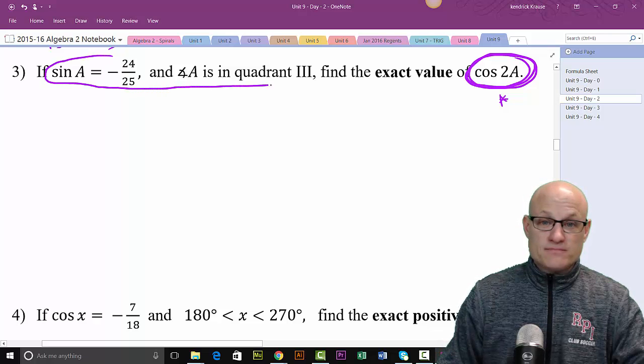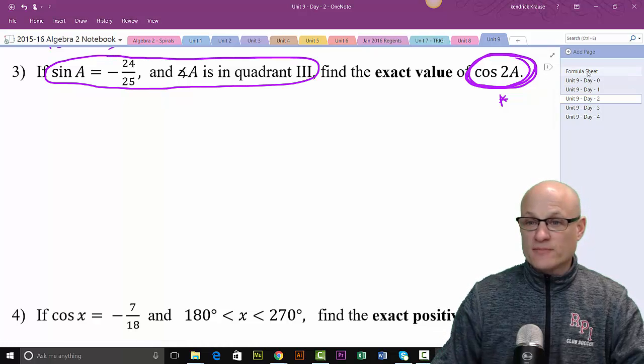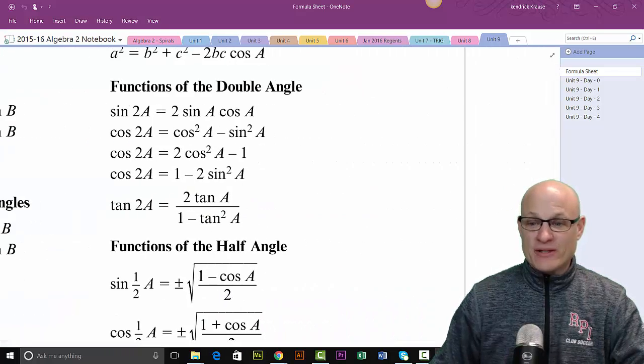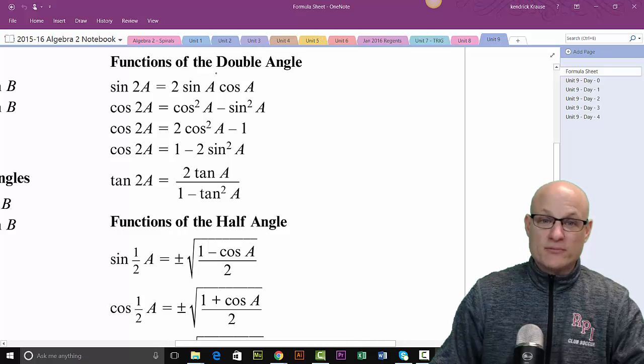So we got a little bit of work to do. So let's go look at our formula sheet. Come back over here to the formula sheet. Now, I told you before with sine it was a little bit easier, but with cosine and a double angle, it's a little trickier.